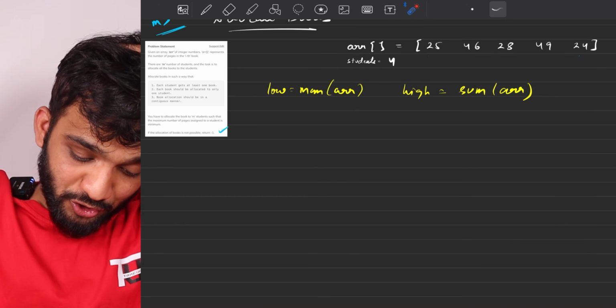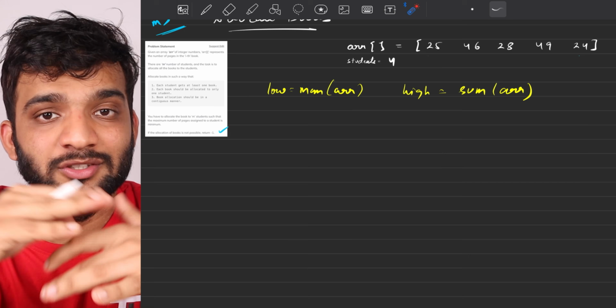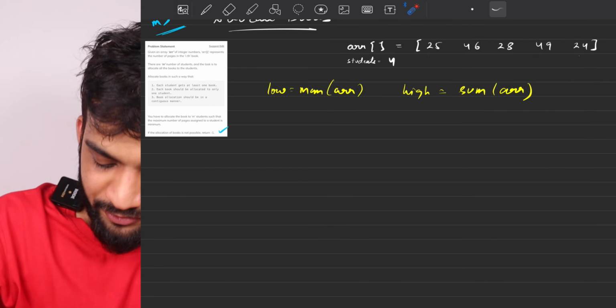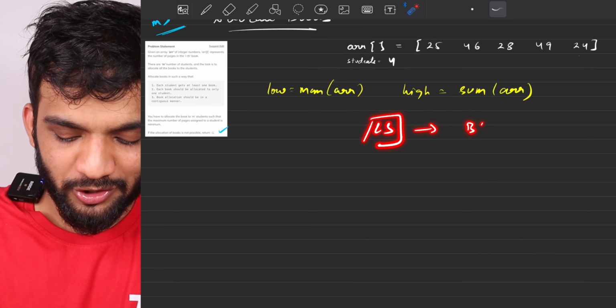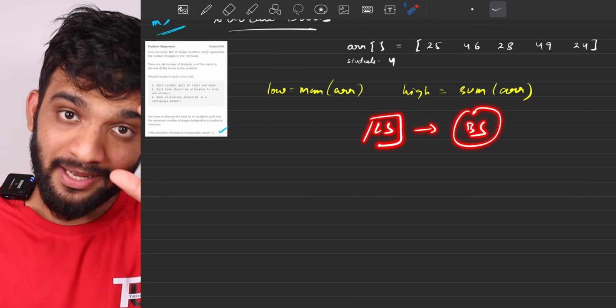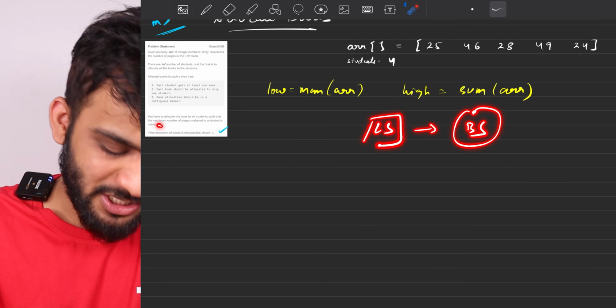Okay, so binary search. Now the question is, hey Striver, how do we think of binary search? First reason is linear search did not work out. So the next solution is definitely binary search. And the second reason is maximum, minimum.